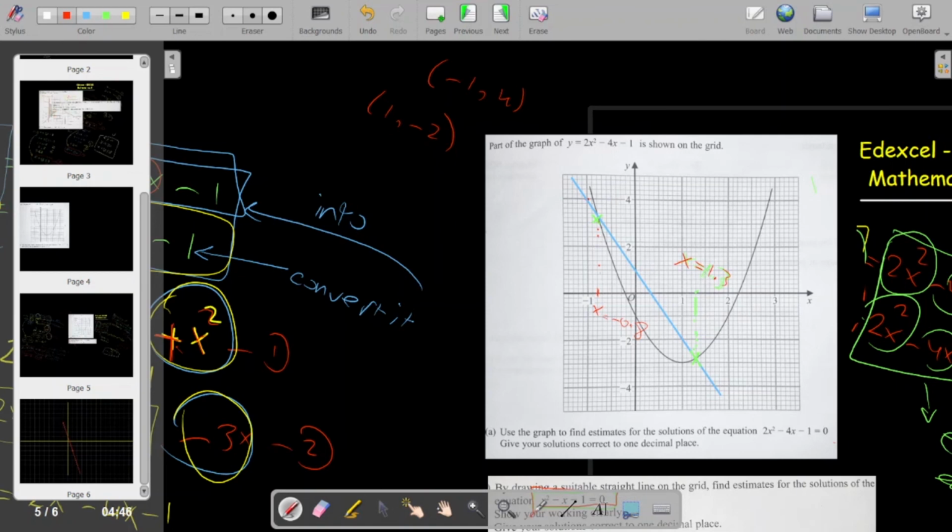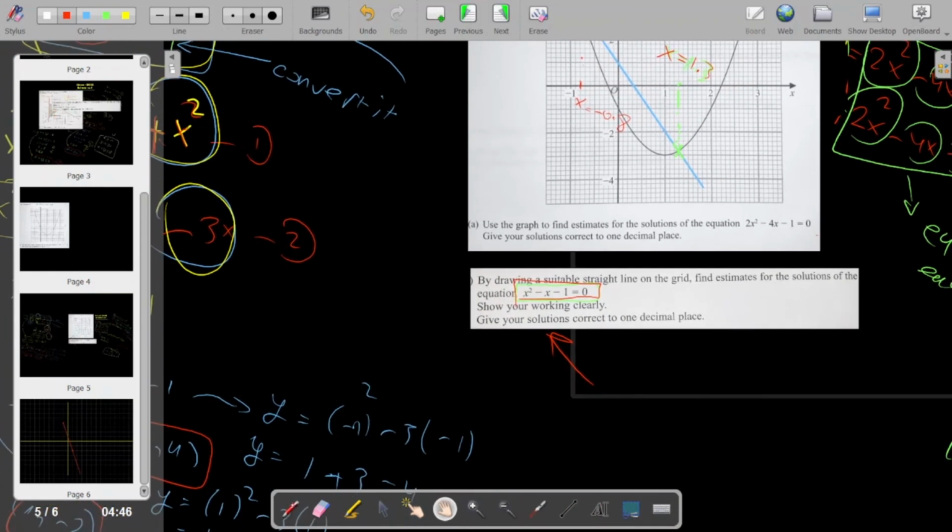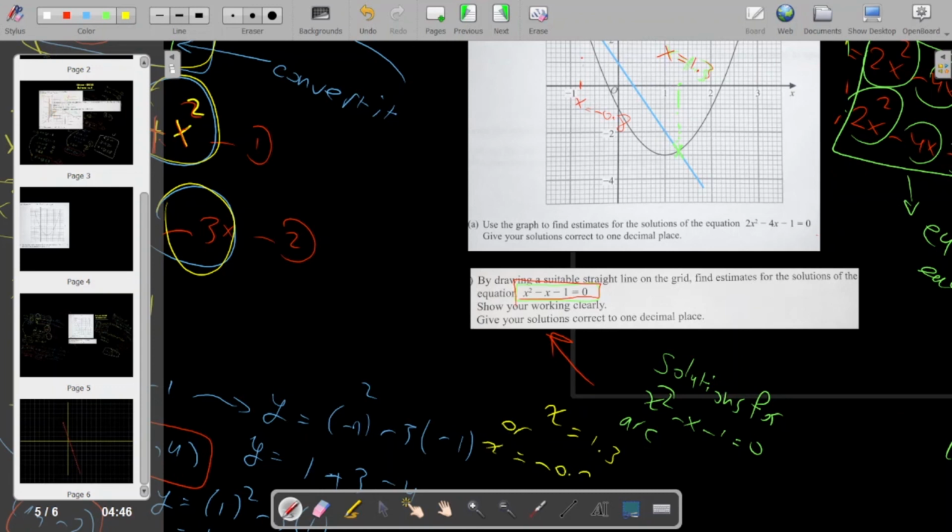So what is the meaning of this? This is representing the estimation of the solution. It means that the solutions for x squared minus x minus 1 equals 0 are actually what we said: x equals 1.3 or x equals minus 0.8. And remember, we said that we have to write it correct to one decimal point.